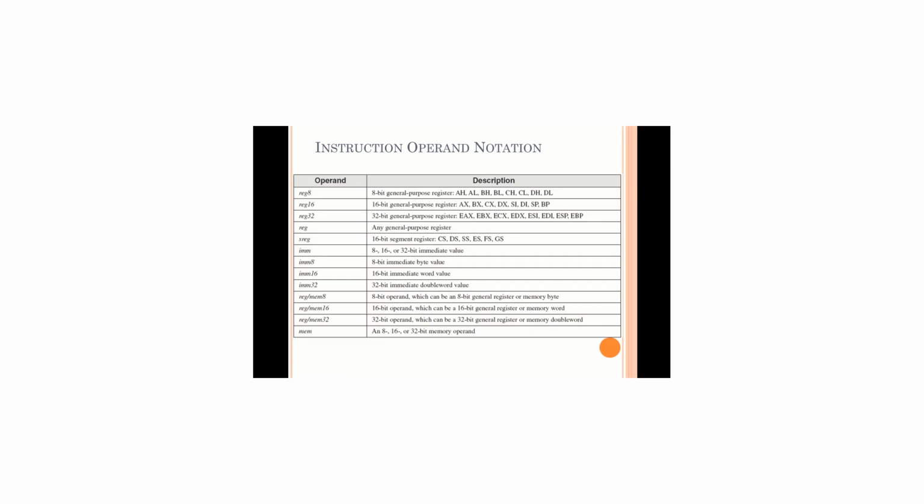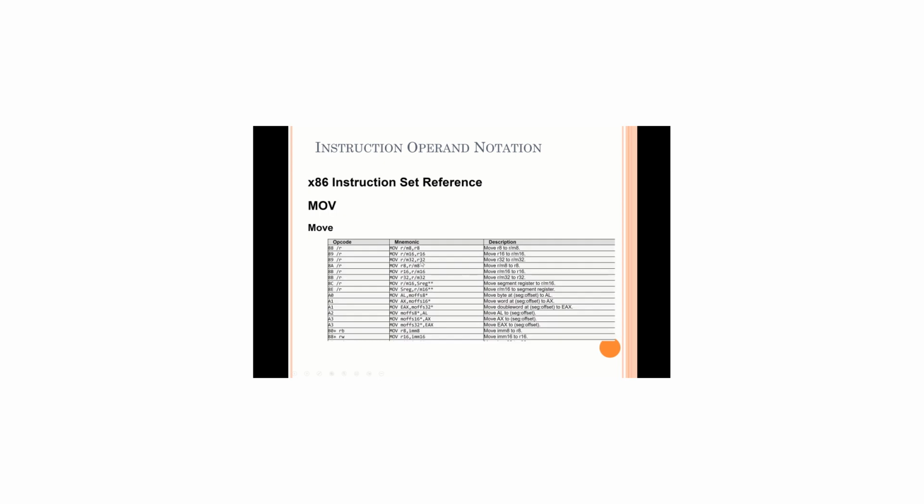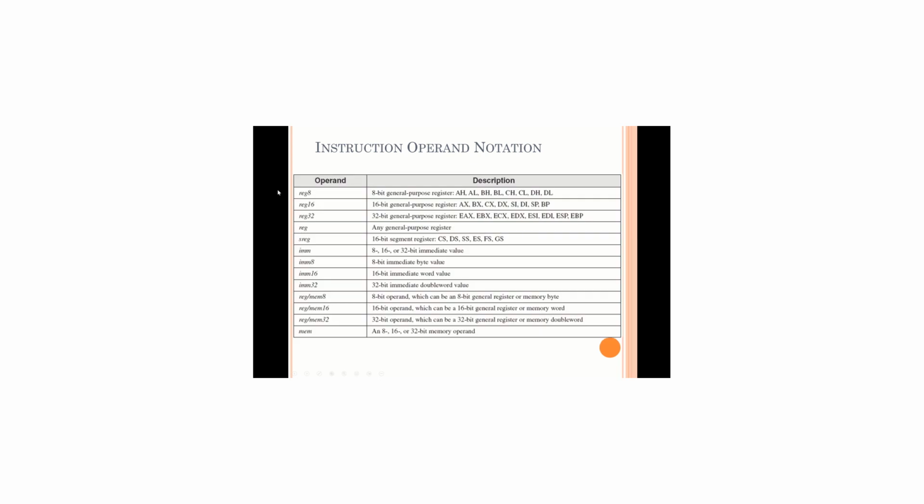So I have a table here on this slide, and it's going to explain all these shorthands with the meanings of them. For example, Reg 32 means 32-bit general purpose register. It means it could be EAX, EBX, ECX, and so on. And Reg 16 means just a bunch of 16-bit registers. IMM8 means it's an 8-bit immediate byte value.